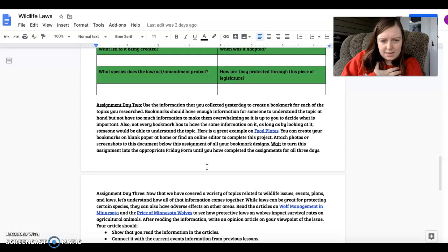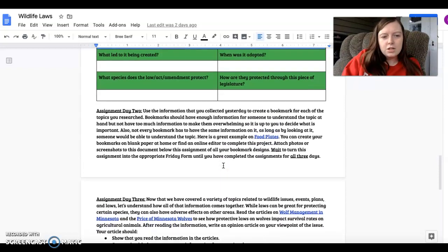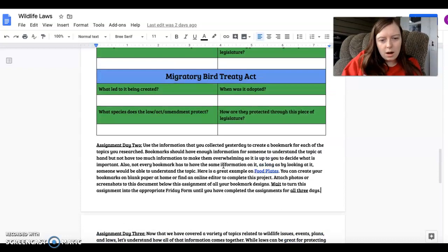And then the last little snippet: wait to turn this assignment in to the appropriate Friday form until you have completed the assignment for all 3 days. So this was day 2.